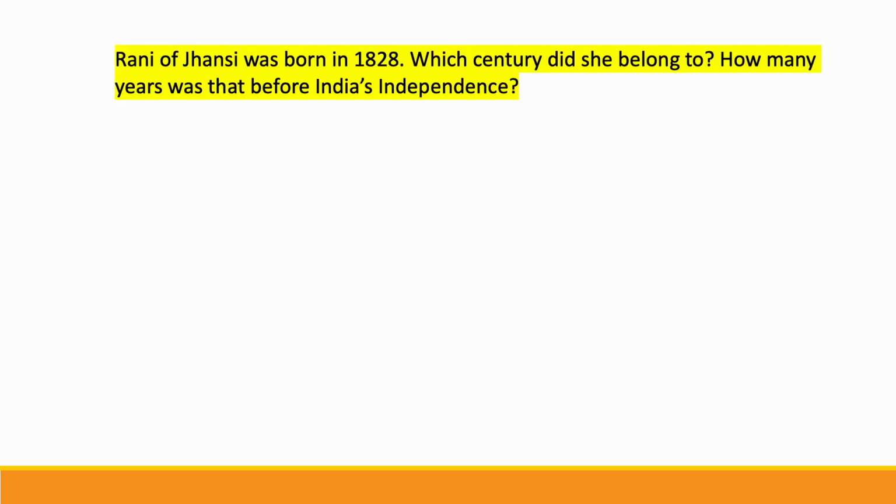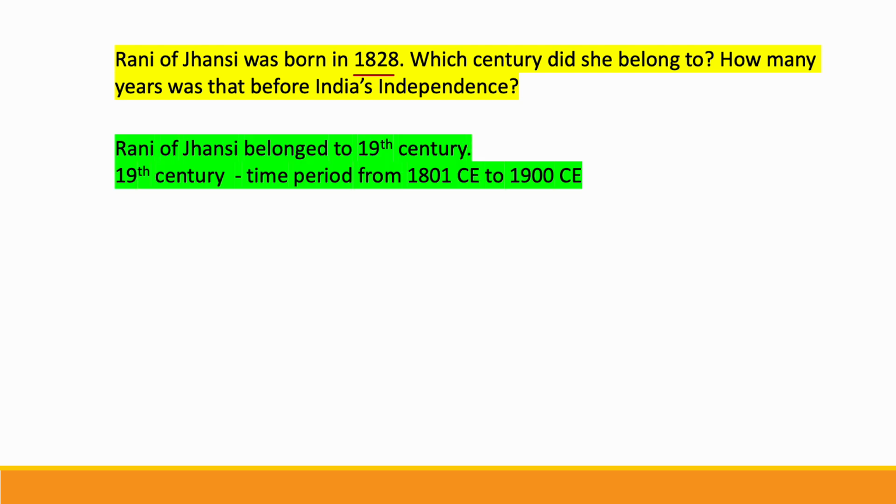Rani of Jhansi was born in 1828. Which century did she belong to? How many years was that before India's independence? So, Rani of Jhansi was born in 1828. Which century did she belong to? She belonged to 19th century. Why? Because 19th century was a time period from 1801 CE to 1900 CE. So, Rani of Jhansi belonged to 19th century because she was born in 1828.